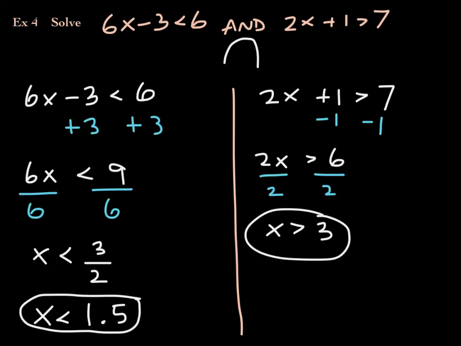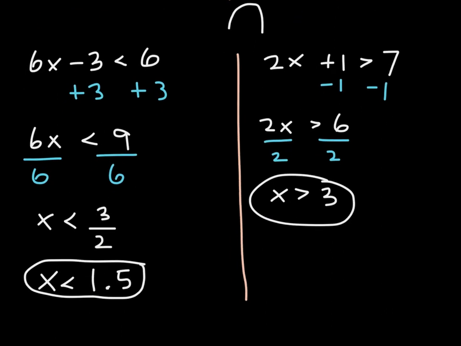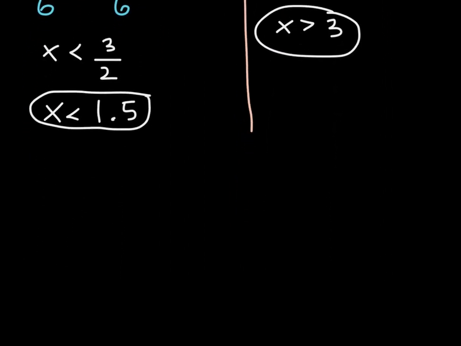All right, I wonder how you did. I got x is less than 1.5. Once you simplify 9 over 6, it's 1.5 or 3 halves, right? And x is greater than 3. Now, I want you to realize that your answer is no solution.